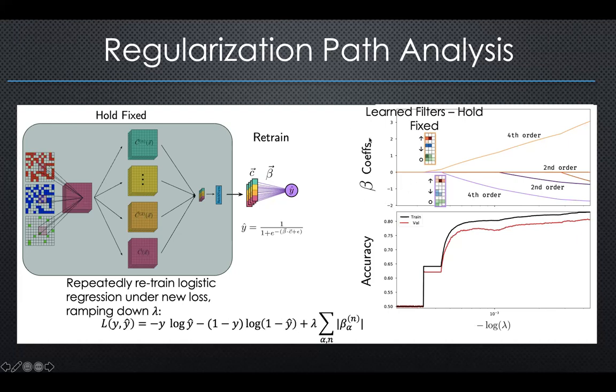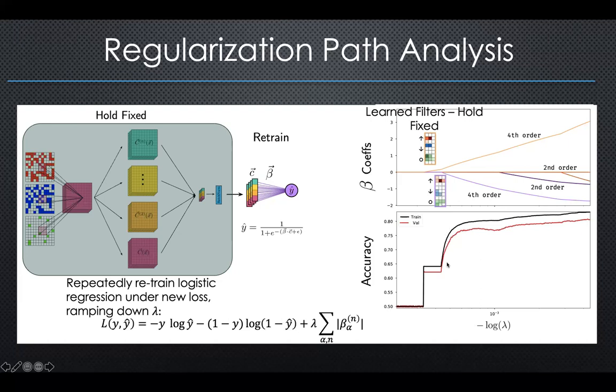So we look at how the beta coefficients learned in this retraining part change, and simultaneously observe how the accuracy improves. The fact that beta 4 turned on for that filter tells us that the fourth order correlator was meaningful for making the classification. We see that the accuracy shows a very steep jump when the weight for that correlator was allowed. And then this is the fourth order correlator for the other filter. When that gets turned on, there is another big jump in the accuracy.